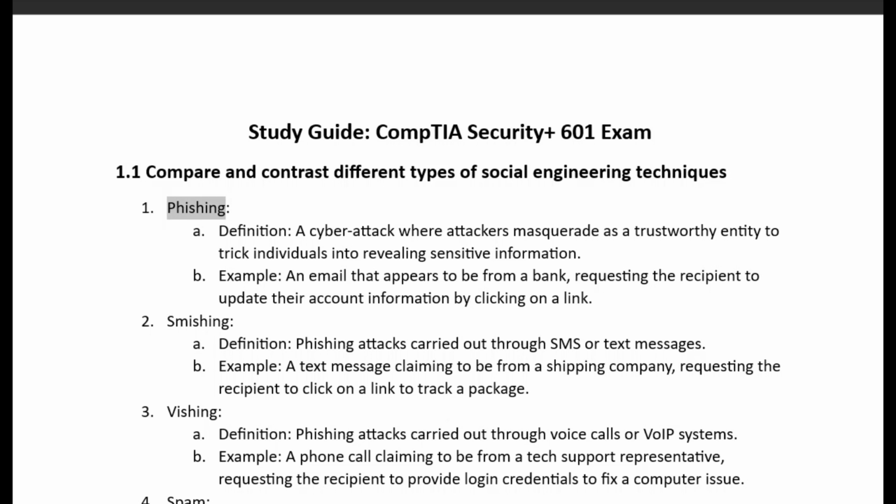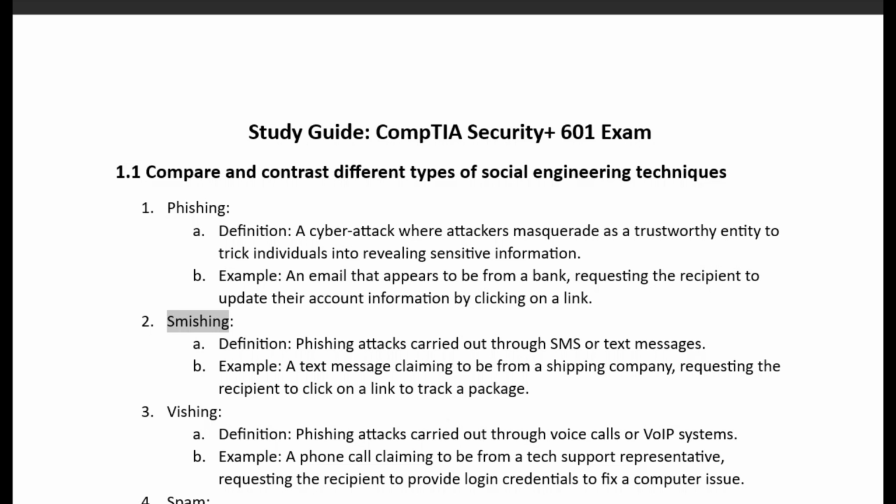Phishing. Definition: a cyber attack where attackers masquerade as a trustworthy entity to trick individuals into revealing sensitive information. Example: an email that appears to be from a bank, requesting the recipient to update their account information by clicking on a link.